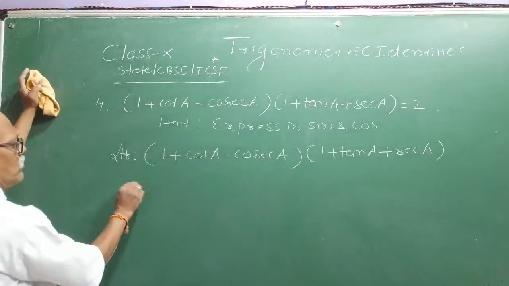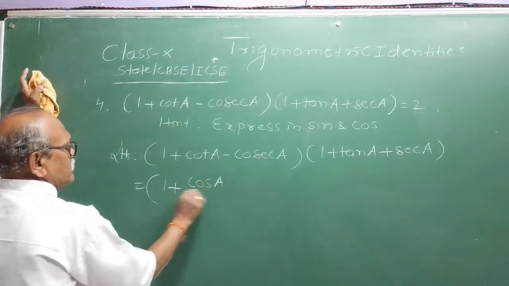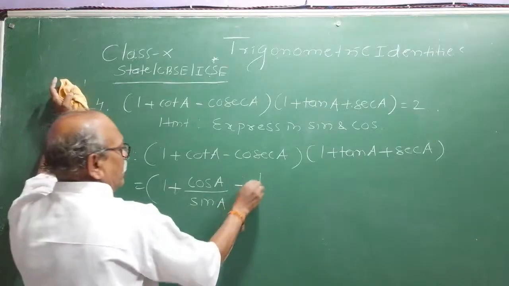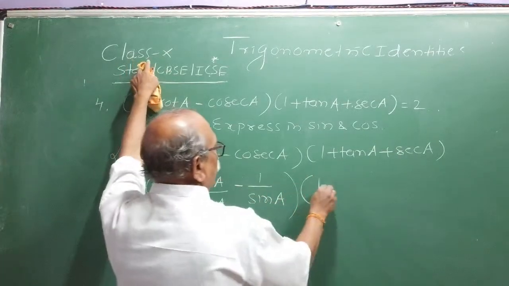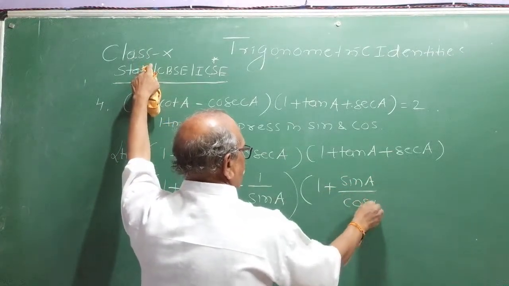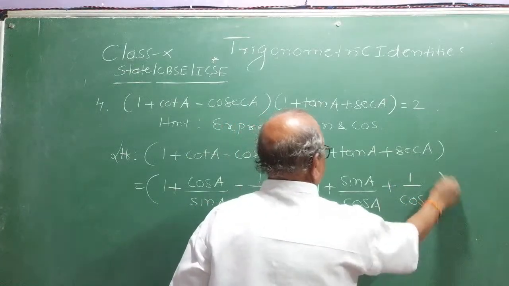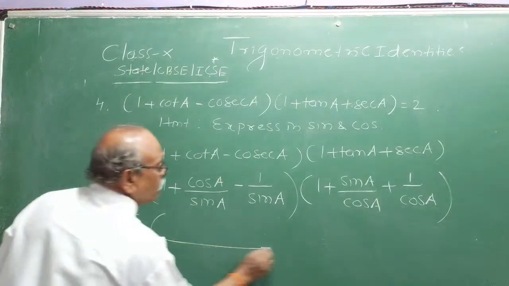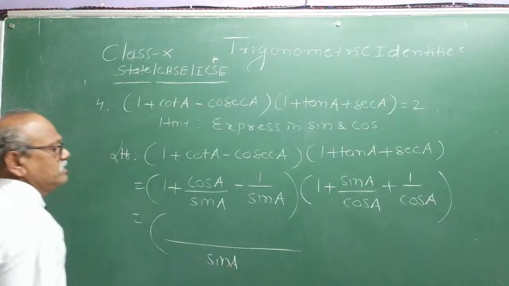Express them in sin and cos. You get here 1 plus cot A is cos A upon sin A. You know, cosec A can be written as 1 upon sin A. Then 1 plus tan A becomes sin A upon cos A, plus sec A can be written as 1 upon cos A. And now you take LCM. You will get sin A as the LCM.